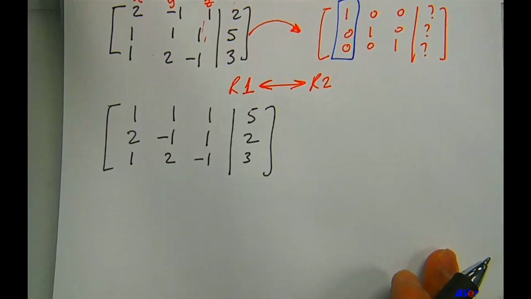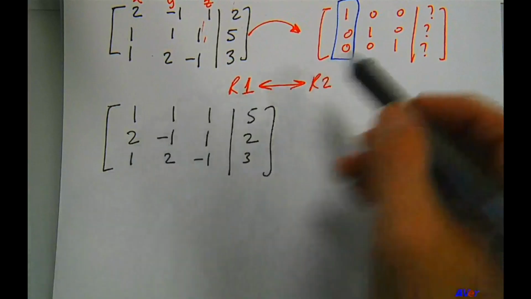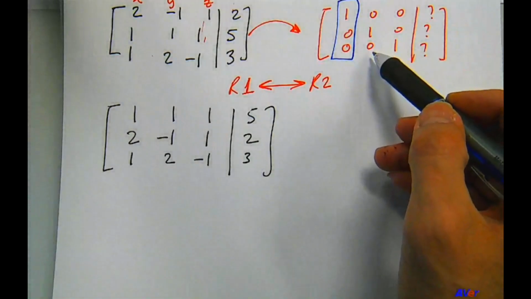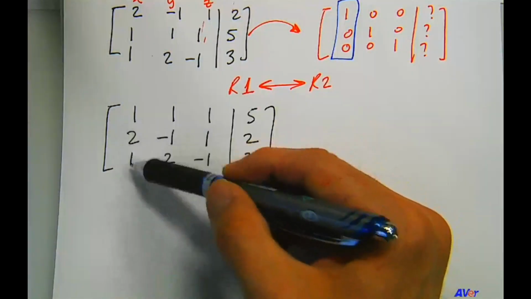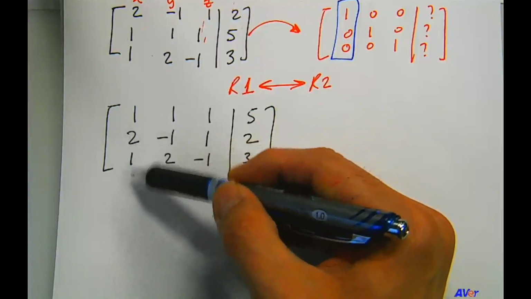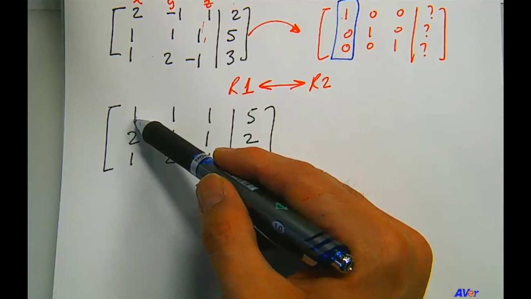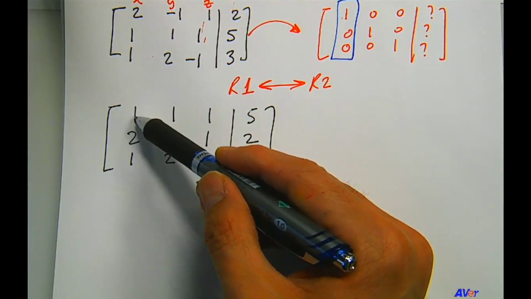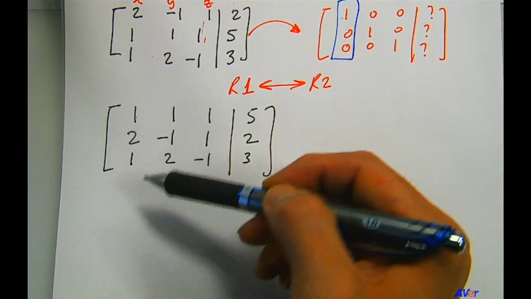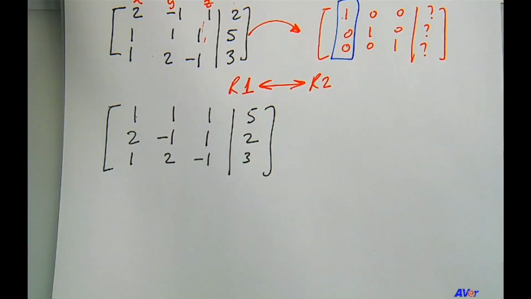Okay, now compare this with the reduced row echelon form. We're not done with column 1, right? We have more work to do. We've just gotten the diagonal one for the first column. So which row is the pivot row now?